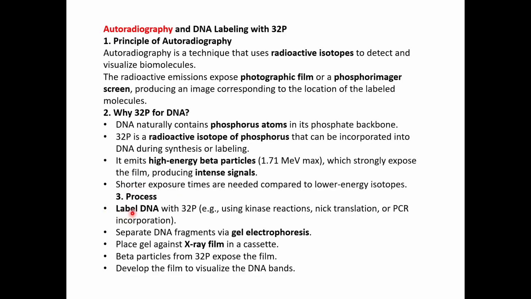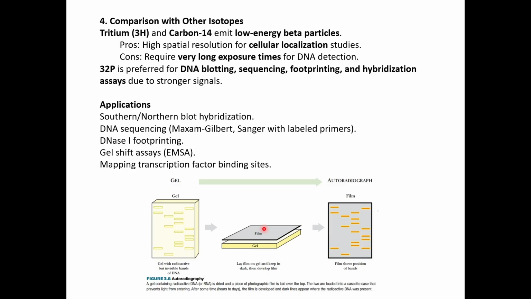Then the process involves labeling the DNA with P32 using kinase reactions or nick translation or PCR incorporation, and then separating the DNA fragments via your gel electrophoresis. Place the gel against the X-ray film in a cassette. Then beta particles from your P32 expose the film, and you develop the film to visualize the DNA bands. So this is your basic protocol.